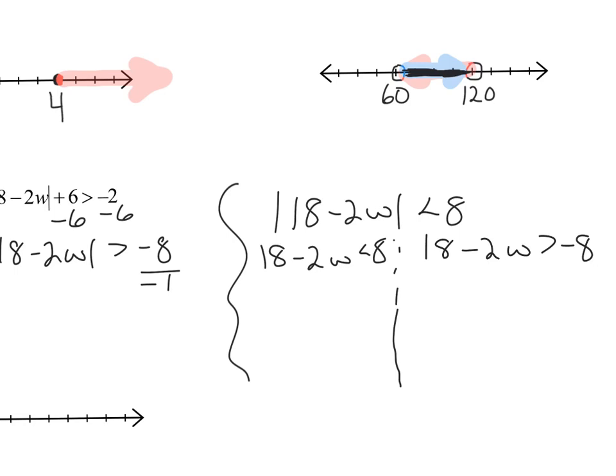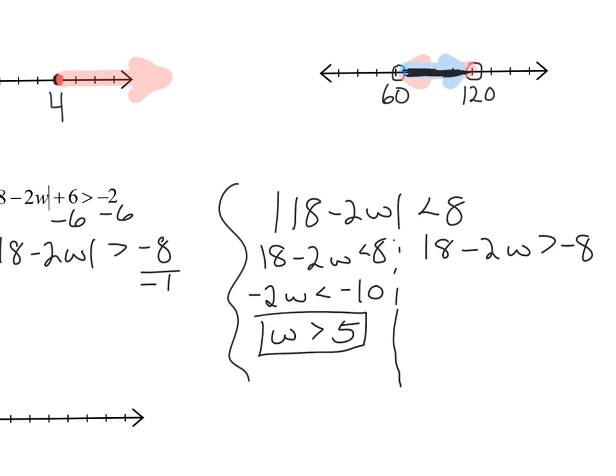Now we solve. So I subtract 18 to the other side. 8 minus 18 is going to be negative 10. Okay. Now I'm going to divide by a negative 2. Now when I divide by a negative 2, that's going to flip the sign again. So I'm going to have w is going to be greater than 5. Okay. So that's one possibility.